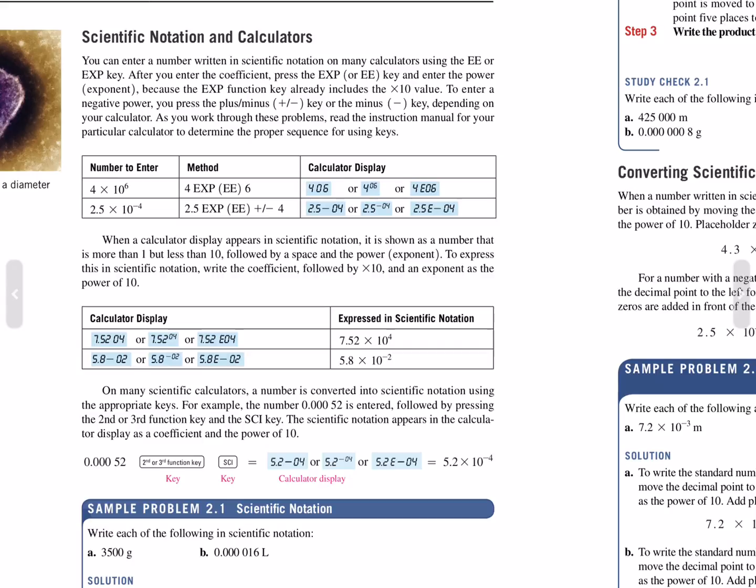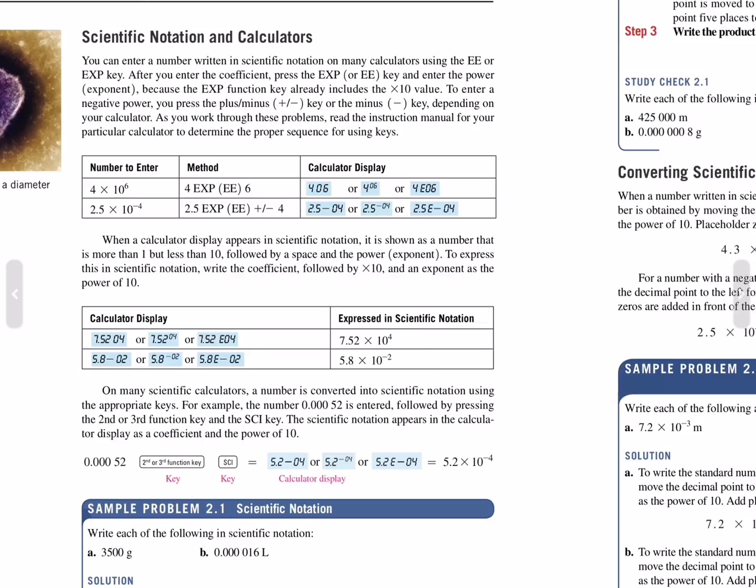Scientific notation and calculators. You can enter a number written in scientific notation on many calculators using the EE or EXP key. After you enter the coefficient, press the EXP or EE key and enter the power, because the exponent key already includes the times 10 value. To enter a negative power, you press the plus or minus key or the minus key, depending on your calculator. As you work through these problems, read the instruction manual for your particular calculator and determine the proper sequence of using keys.